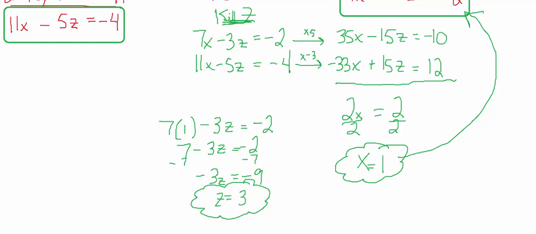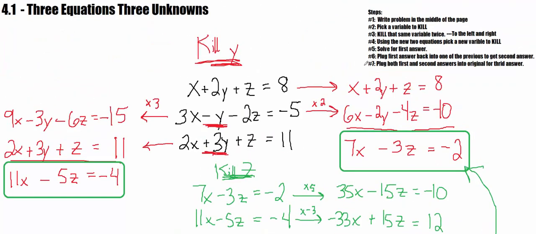To get the y answer, we're going to have to go all the way back. That's step 7. Plug both our first and second answers that we got now into one of the originals. We're going to come all the way back to an original. It doesn't matter which one we do. You can pick the first one, the second one, or the third one. I'm going to pick the first one. I'm going to plug it in right here into this one.